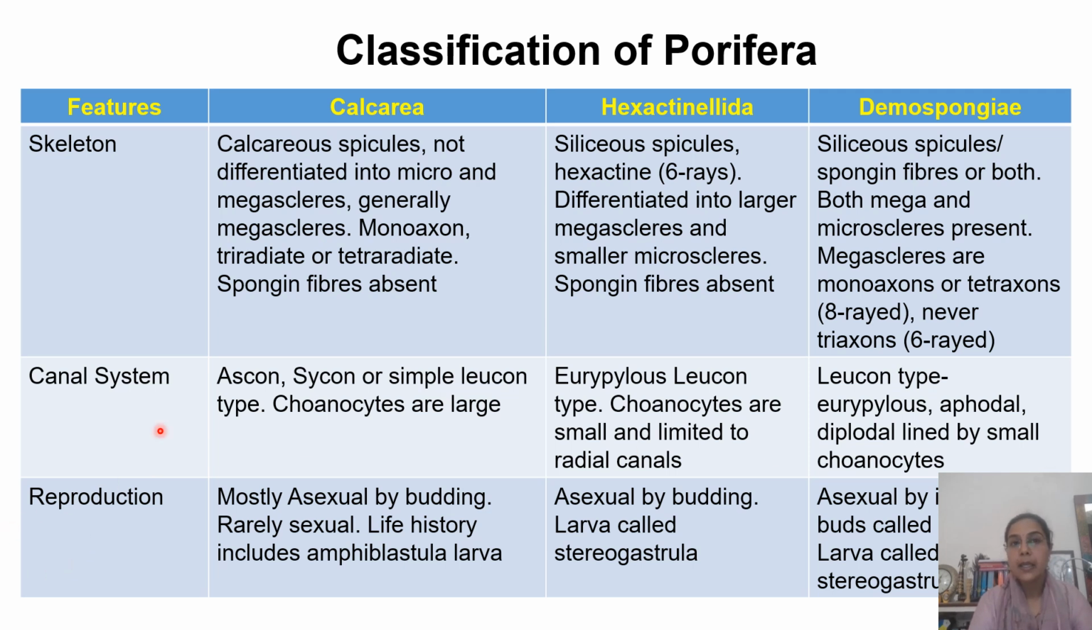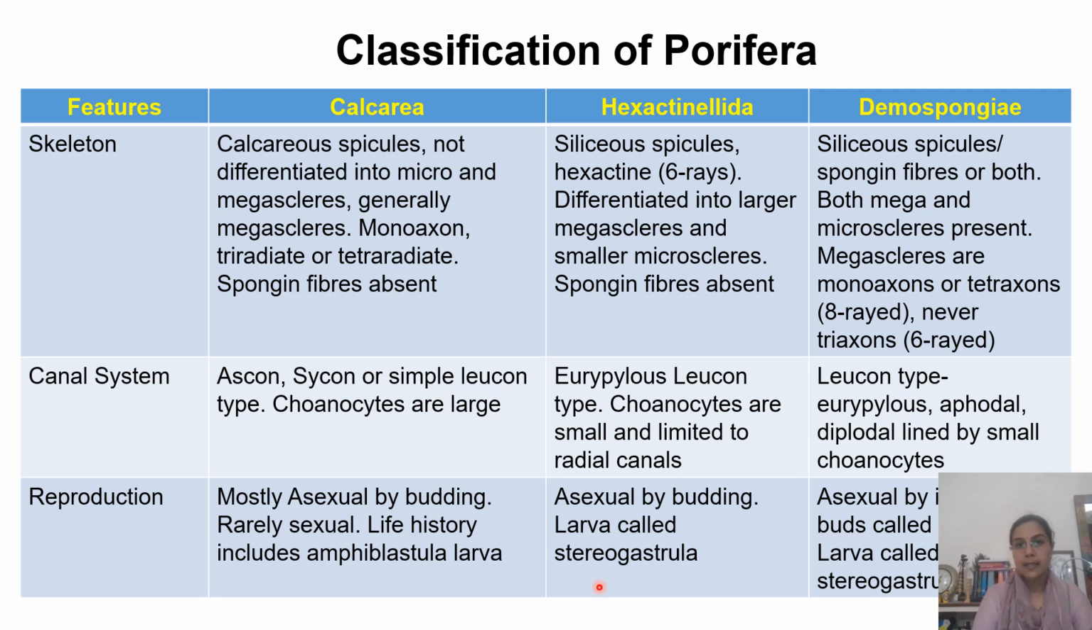If we talk about reproduction, calcarea, they mostly reproduce by asexual method, and that is by budding. Rarely sexual reproduction is also seen in calcarea, for example in Leucosolenia, and the life history includes the amphiblastula larva. However, in hexactinellida, again asexual reproduction by budding, and the larva here is stereogastrula. थोड़ा सा text because of my picture here, this has थोड़ा कट गया है, but I will just read it here. Demospongy में जो reproduction है, that is asexual, and यहाँ पे जो asexual reproduction है, that is by special internal buds. There are special structures which participate in asexual reproduction. They are called gemmules. यहाँ जो larva बनता है, that is again a stereogastrula.